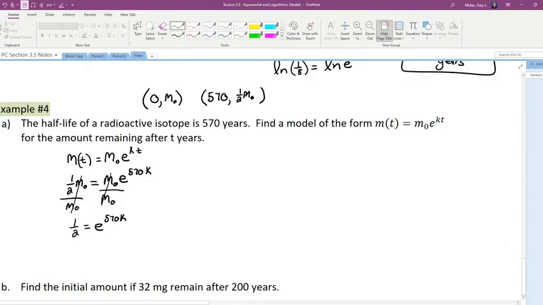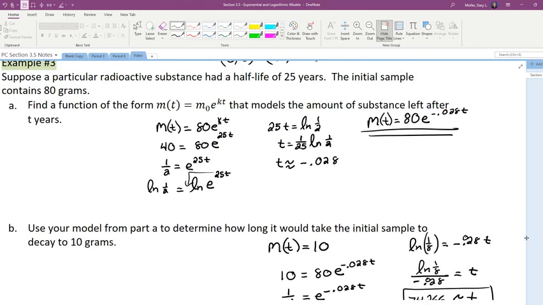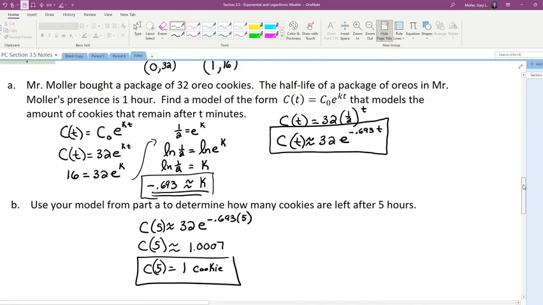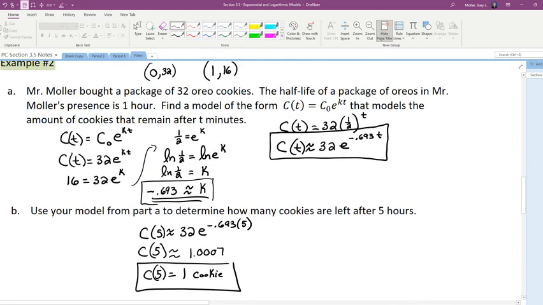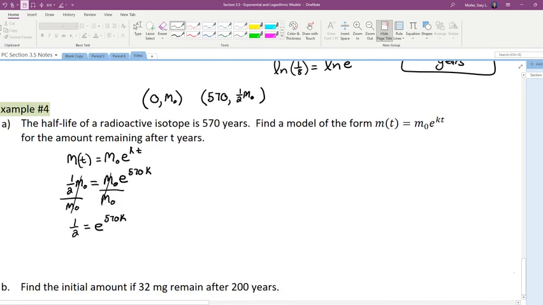Okay, you'll notice it didn't matter what my starting amount was when I go back and look at the previous questions. Previous questions, I started with 80, and then I knew that half of that was 40, so I just plugged that in, and when I divided, I got the half. On the one before that, with the cookies, the same thing happened. I knew that after 1 hour, we had half of the cookies, and so when I divided, I got a half.